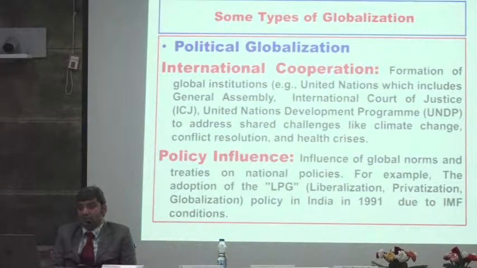United Nations Development Programme addresses shared challenges like climate change. For climate change, there is a need for international cooperation. This is the issue of not one country, but of the entire globe. And a solution to such problems is required. International cooperation is required, and there may be conflict as well, and there may be health issues.